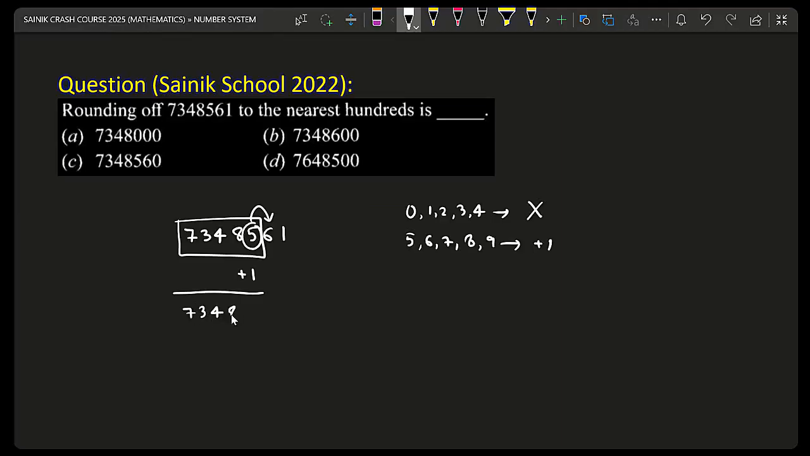7, 3, 4, 8, 6. Outside the box, every digit will become? 0. This is the answer. Okay, which option is this answer? Sir, B. Very good, Abhyuday. You can mute yourself. Answer B. So those who want to copy, you can.